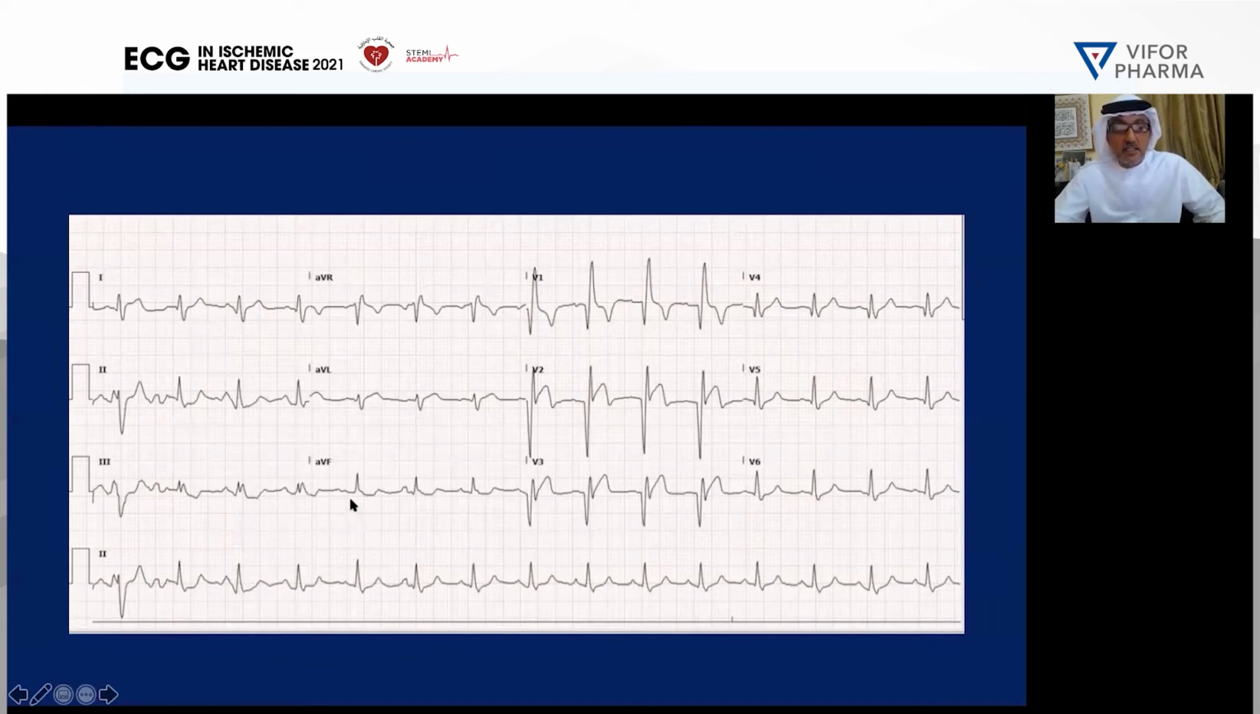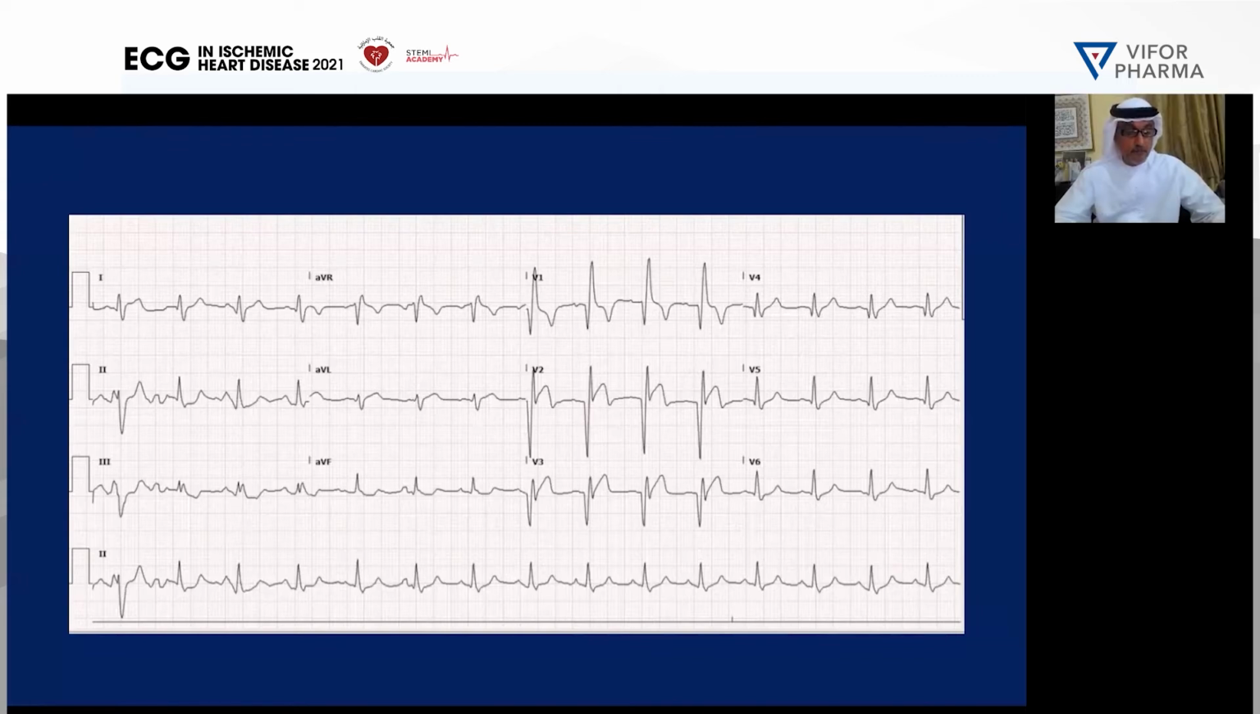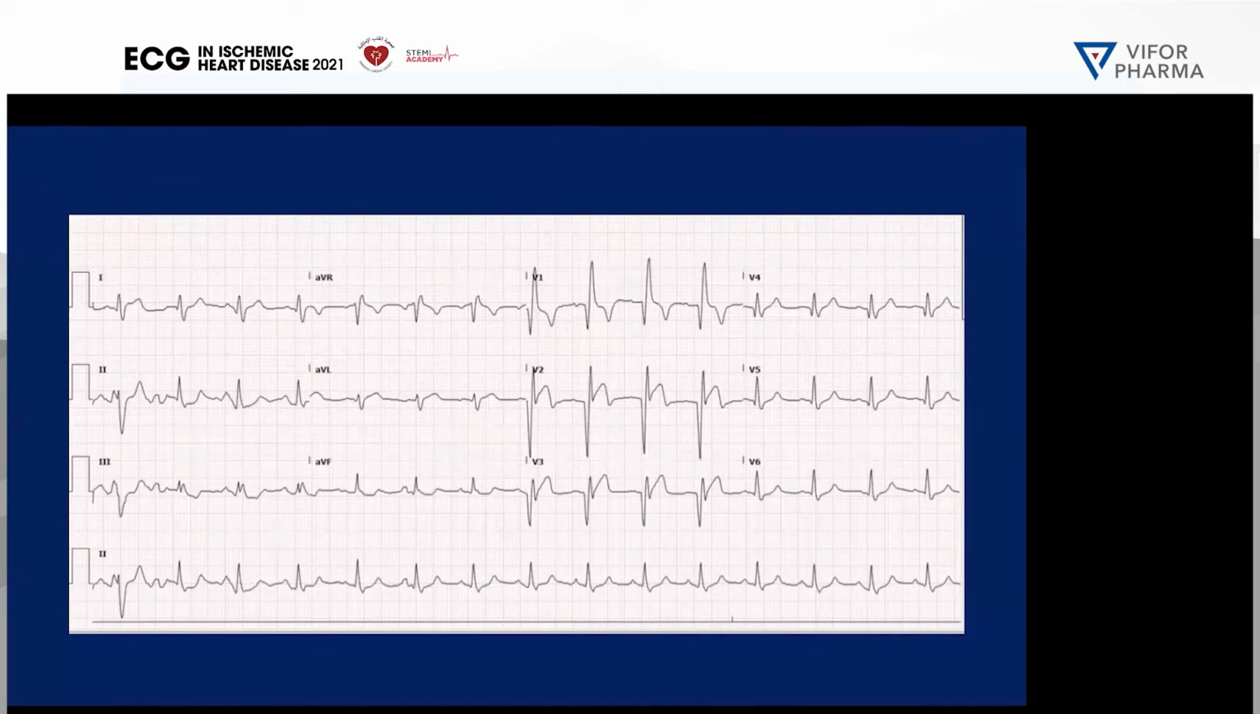The axis is almost normal. I mean, it's equivocal, and it looks like it could be going to the right, but it's normal because in lead V1 the R and S are nearly equal. Yes. Okay. But in V1, you will see something.